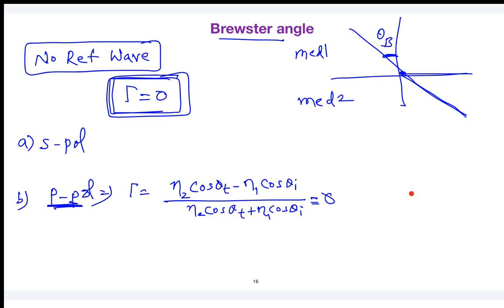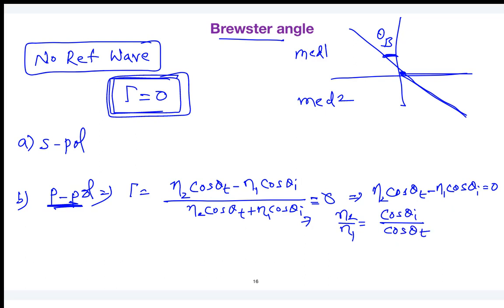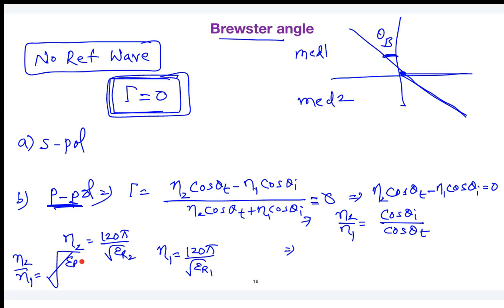Okay, now in this case, what will happen? Eta 2 by eta 1 is equal to cos theta i by cos theta t. What you can do is a simple manipulation. You know that eta 2 is nothing but 120 pi by root over epsilon r2 if it is a dielectric medium, and eta 1 is equal to 120 pi by root epsilon r1. So eta 2 by eta 1 is going to be root epsilon r1 by epsilon r2. So I can substitute here. And the same thing, cos theta i can also be written as root of 1 minus sine square theta i, divided by root of 1 minus sine square theta t.